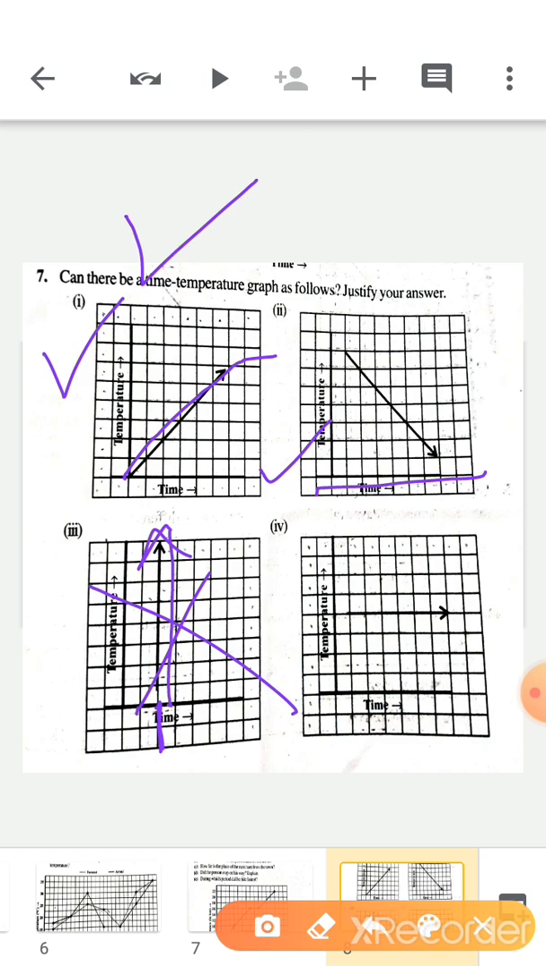Okay, part D. At different times the same temperature can be possible. So the same temperature is there at different times. So at different times the same temperature is possible. So the fourth part can also behave like a time-temperature graph. Only the third part cannot represent a time-temperature graph.